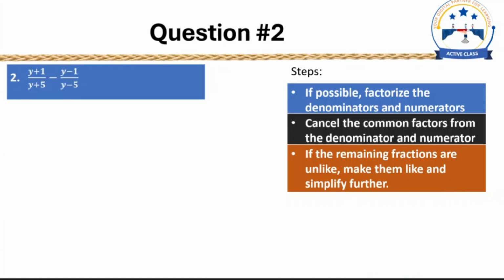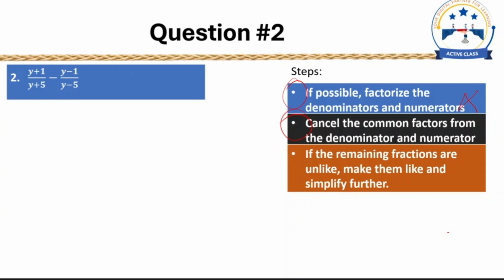So the second question is (y plus 1) divided by (y plus 5) minus (y minus 1) divided by (y minus 5). First step, if possible, factorize the denominators and numerators, and you know it. The denominators and numerators are already in simple form though, so no need to apply the first step. Second, cancel the common factors. Again, we have not factorized, means no need to cancel the common factors because there are no common factors in the numerator and denominator. Third step, if the fractions are unlike, make them like and simplify further.